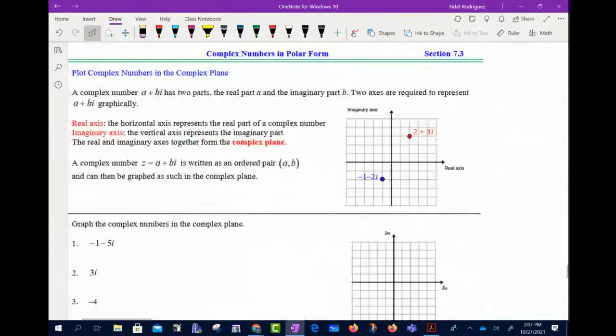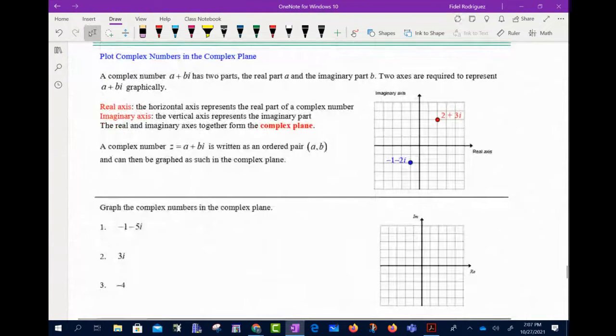Okay. So it says two axes are required to represent a plus bi graphically. So we have the real axis. This is kind of like our x-axis, the horizontal axis, and then the imaginary axis is going to be the vertical, kind of like the y-axis. Okay. And it says the real and imaginary axes together form the complex plane. So the complex number z equal to a plus bi can be written as an ordered pair, (a, b), and then we would graph it like this, okay?